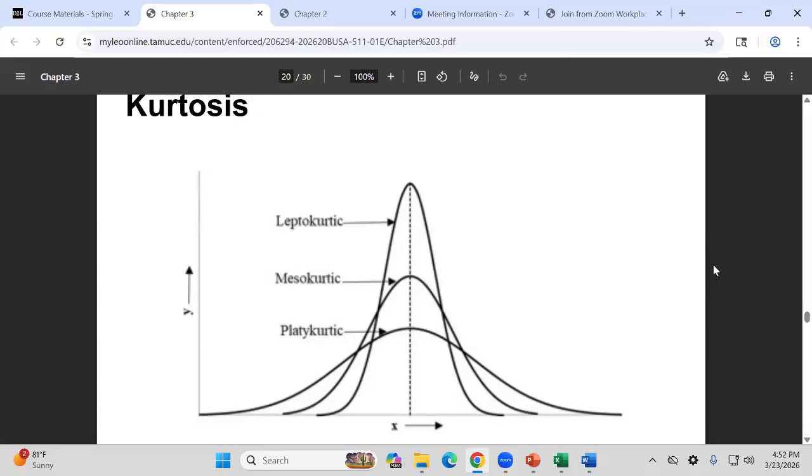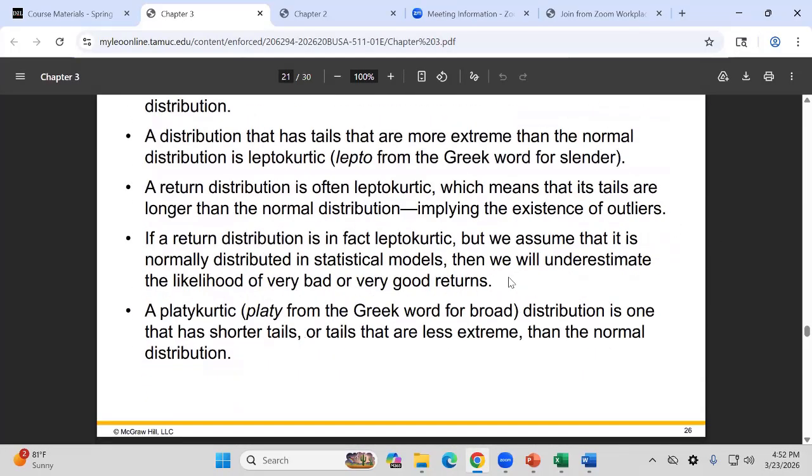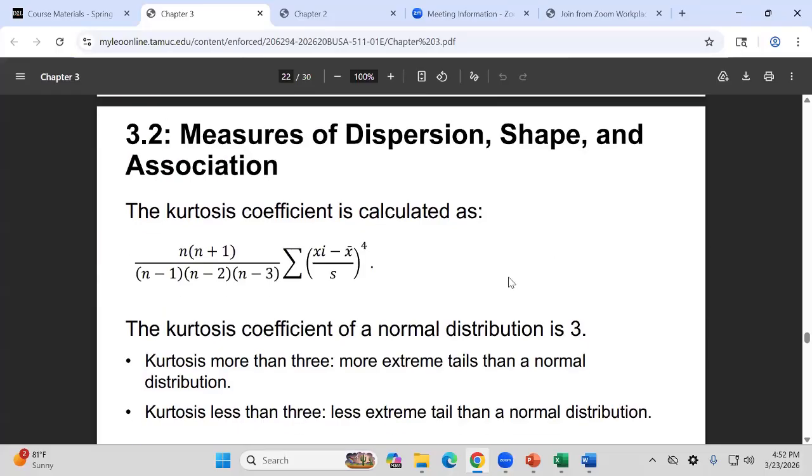Then we have platykurtic. Platykurtic means your data set tends to spread out. You have a mean value, and then you have a data set spread out around the central value. That's called platykurtic. Different shapes, right? Remember how they are called. Also, I have some equations for you to calculate. You are not required to remember the equation itself, but just remember where you can find this equation if you need to use it.